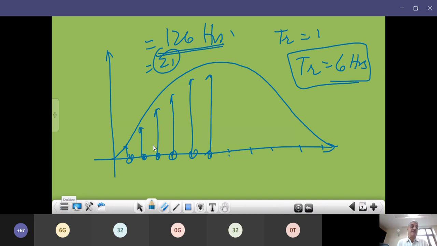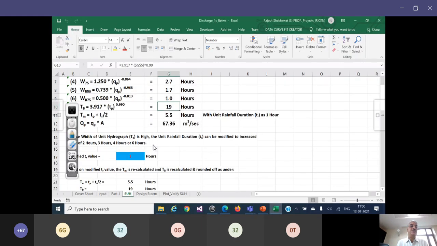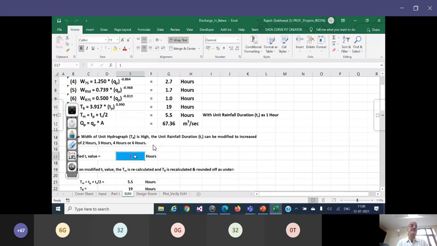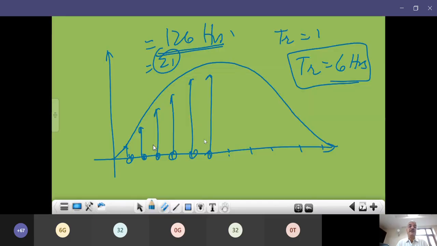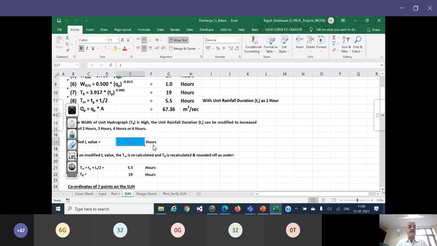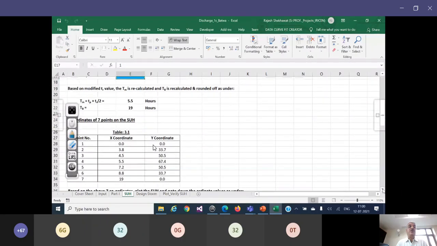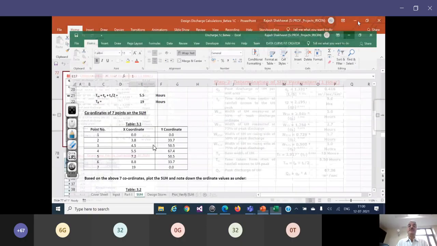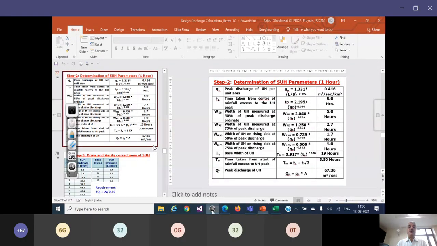But when you do it by spreadsheet and the method which I'm going to tell you probably tomorrow, no problem, you can take 1 also. So that's why this is TR. If you want to take TR differently also, it is possible. But in this case, I have taken it as 1. And with that, it has calculated TM, TB and all other things. And then using these 7 equations, you will plot the SUH.